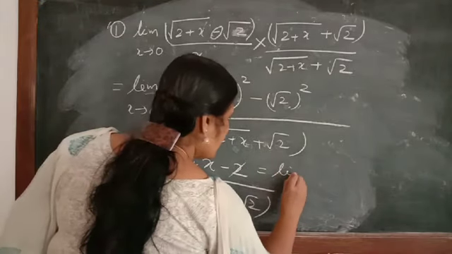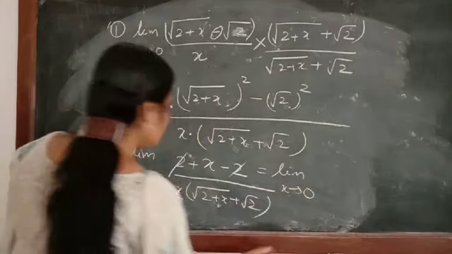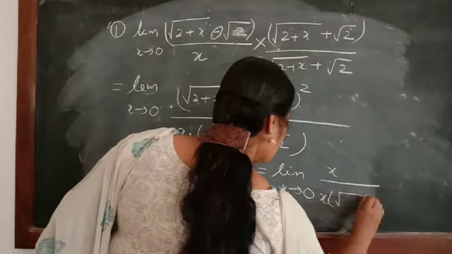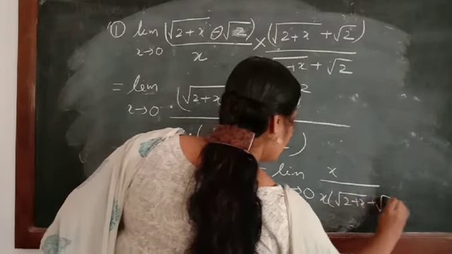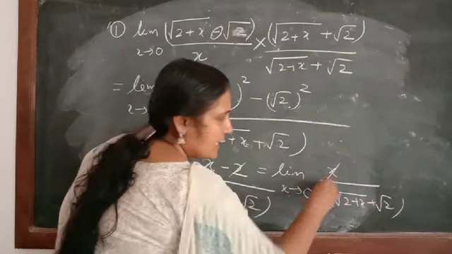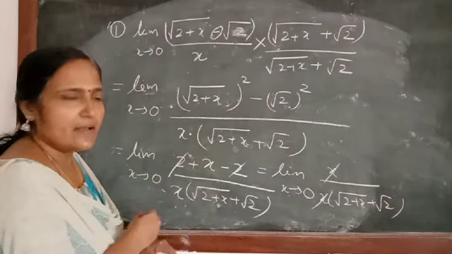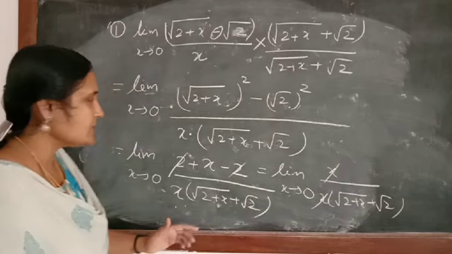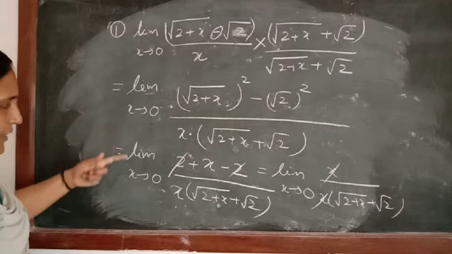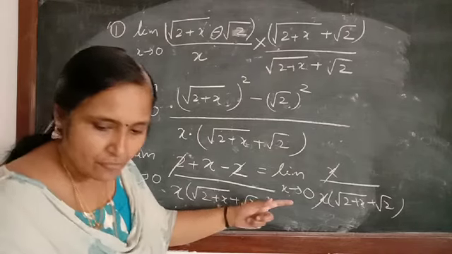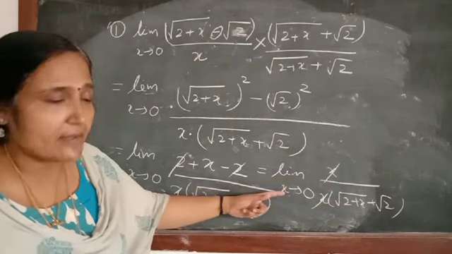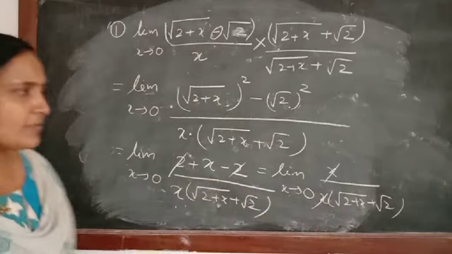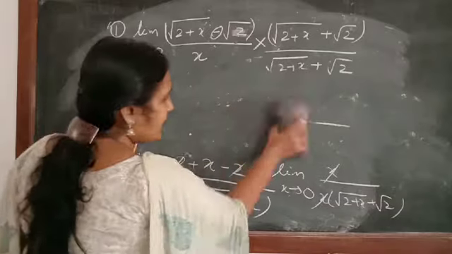So remaining expression is limit x tends to 0 x by x into square root of 2 plus x plus root 2. Now here x and x also will get cancelled. Now what we will do? Substitute x is equal to 0. So just to check here, in all the steps I wrote limit there. We avoid writing this limit when in place of x we are substituting 0. So now we are going to substitute in place of x 0.